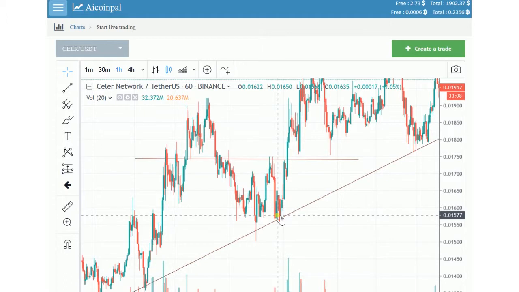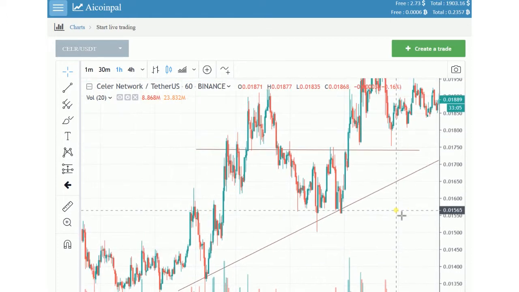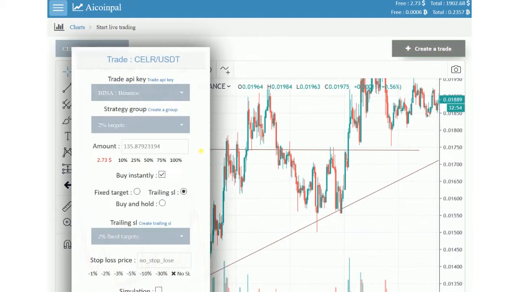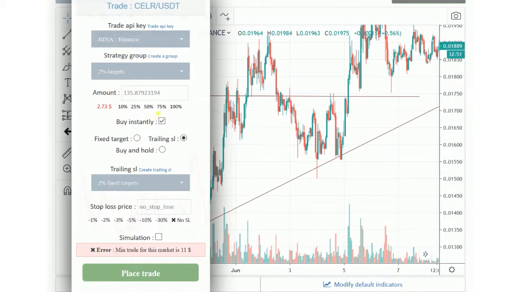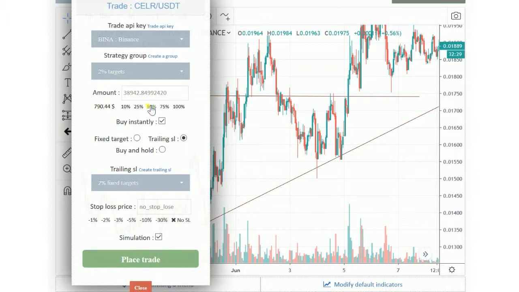Now, for example, if we have decided that we want to enter in this scenario, we could create an AI automated trading signal. What this means is when you click create a trade, you then can choose the amount you want to trade. For example, in this case, the system is telling us that the minimum amount for a trade is $11 for this market. We only have $2.73 in our free account. In this case, I will create a simulation trade, and I'll use 50% of my strategy group's capital right here.